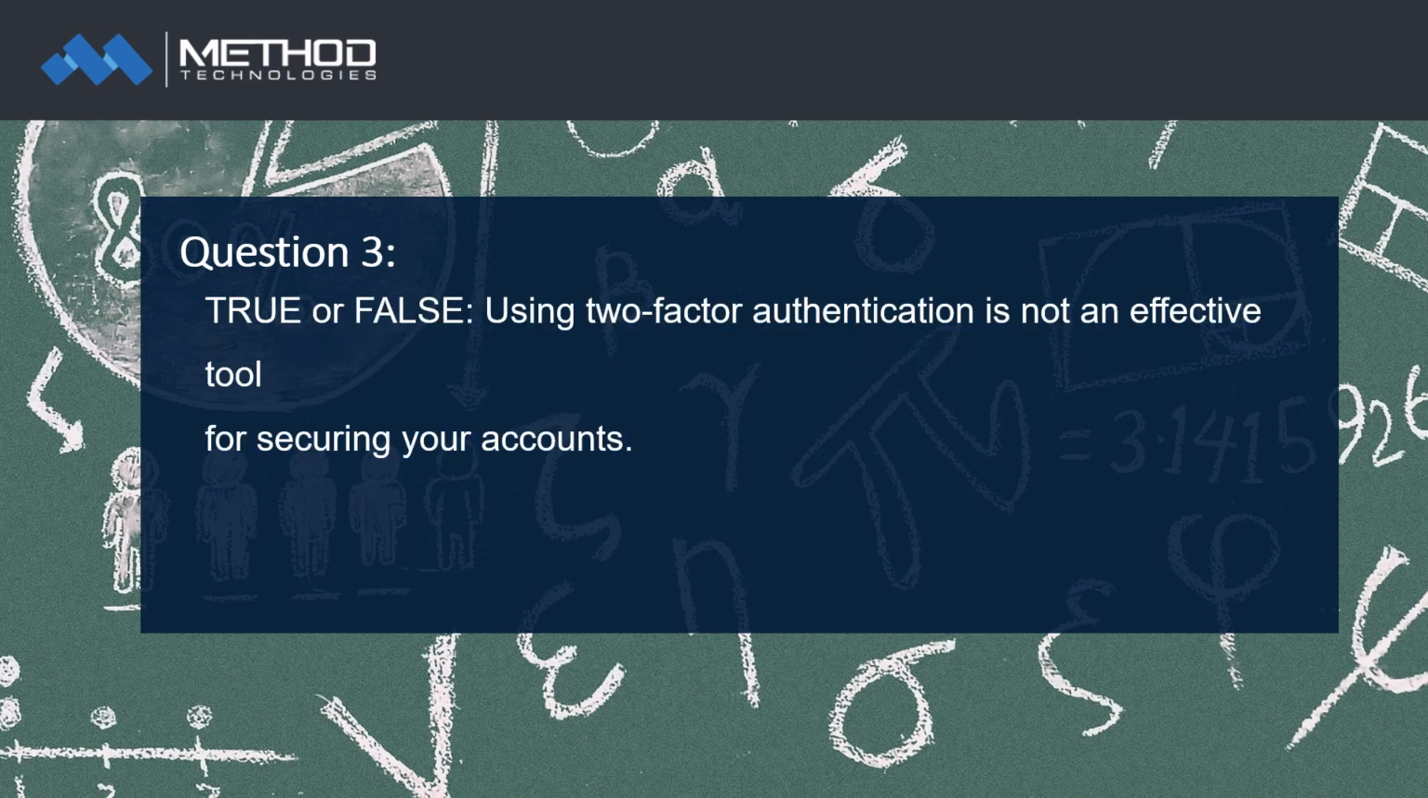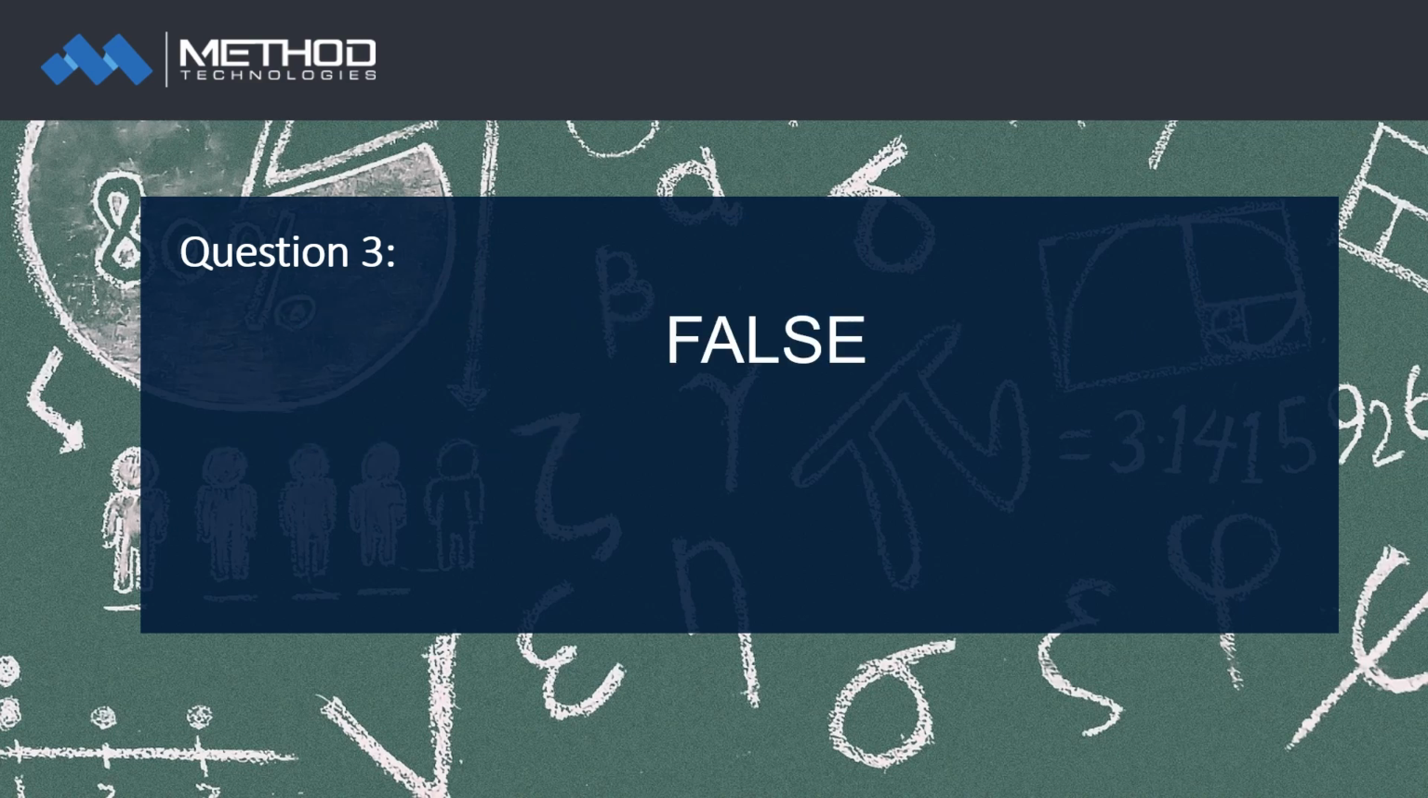True or false? Using two-factor authentication is not an effective tool for securing your accounts. We talked about this close to the end, and the answer is false. Two-factor authentication is a very effective tool at securing your accounts currently. It means that without that second factor of authentication, a person cannot get access to your account.